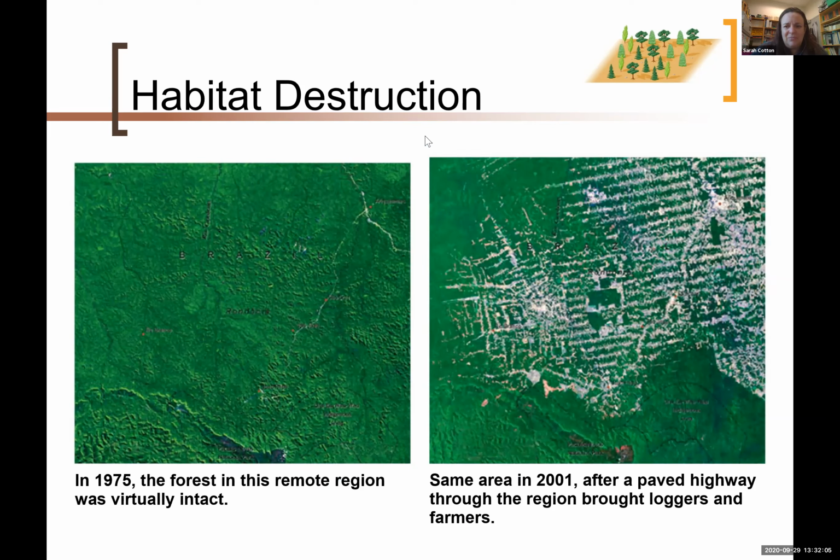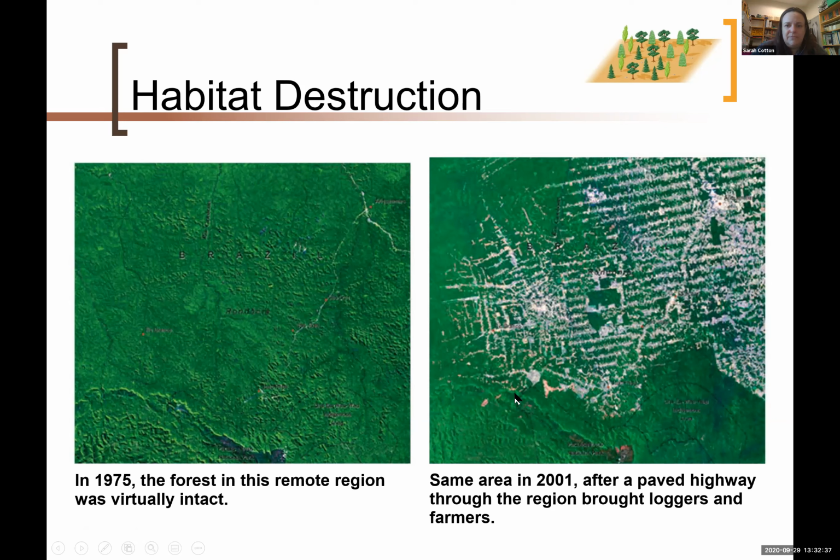So this is from logging, right? And this is only 26 years. This isn't that much time that's passing. This is a map of the exact same area, right? In 1975, a remote region of the forest, completely intact, right? Very little roads. You can see a little line here, but nothing essentially. And then 26 years later, right? Look at all the roads, right?